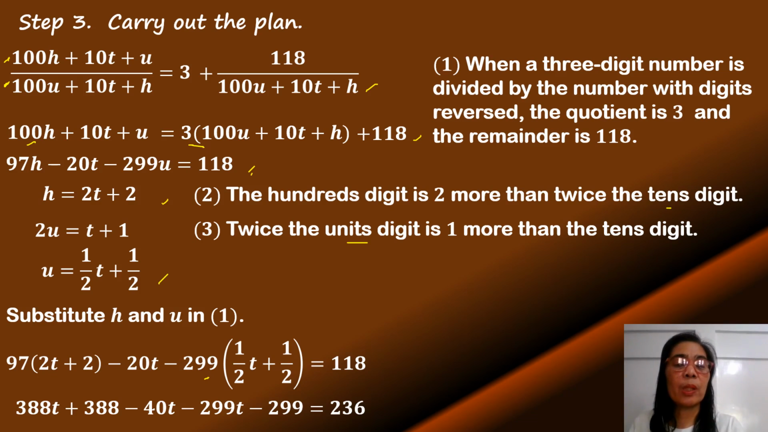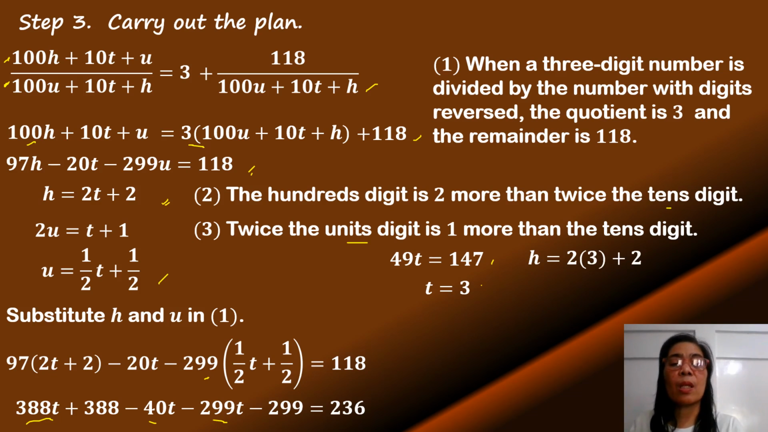So combining now similar terms, we have here all the terms containing t. 388t minus 40t minus 299t gives us 49t. And we have transposed this constant 388 and negative 299 to the right. Combined with 236, it gives us 147. So in this equation now, we can solve for t by dividing the equation by 49, giving us t is equal to 3. So since we already have the value of t, we can now solve in equation 2 and in equation 3 the values of h and u.